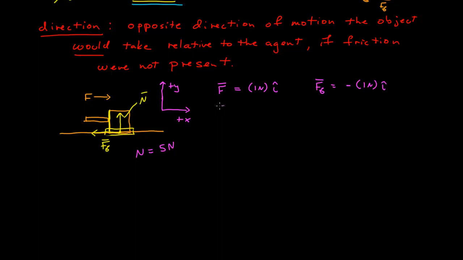And so if I then push a little harder and say 2 newtons i hat, and it still doesn't move, that means the frictional force has changed. So now it is negative 2 newtons. And if now I push on it with a force of 10 newtons, and it still doesn't move, my frictional force is now negative 10 newtons. Now my normal force didn't change during any of these.